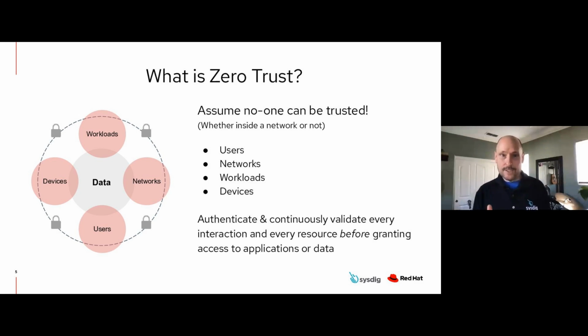And that falls into users, so you and I, in terms of what we're doing, what happens on our networks, and what workloads are doing. As we talk about containers in a minute, the interaction between those workloads is really important to police as well, along with any devices that go along with that. So we want to authenticate everything, continuously validate every interaction and every resource before letting anyone get into the apps or data.